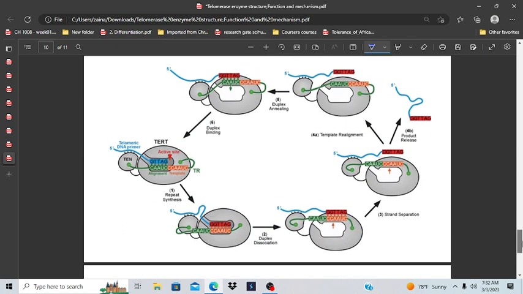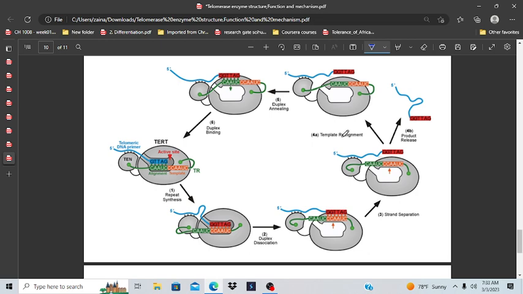This is another diagram which explains it. You can see that TEN has an anchor site here. This is the active site. The anchoring site helps with the mobility of the telomeric DNA primer with respect to the template because it needs to add more telomeric repeats.